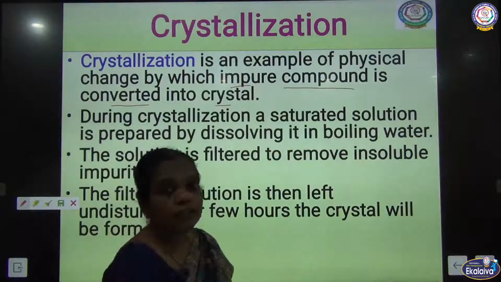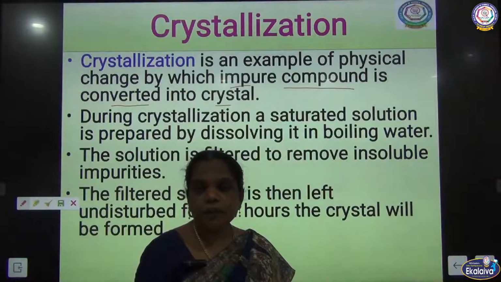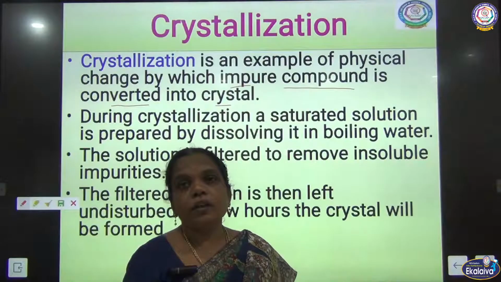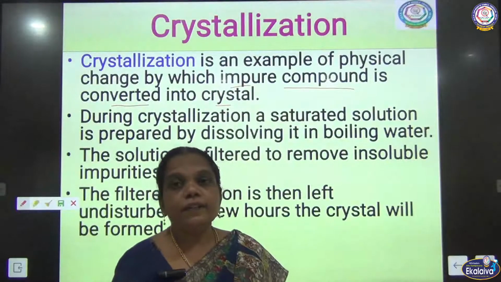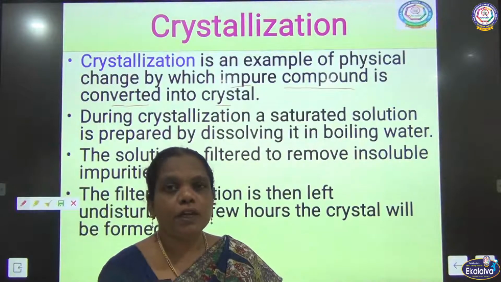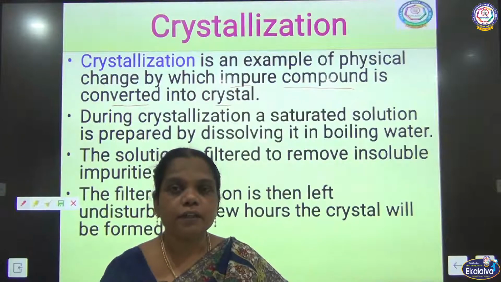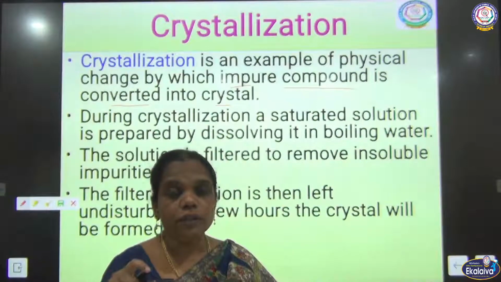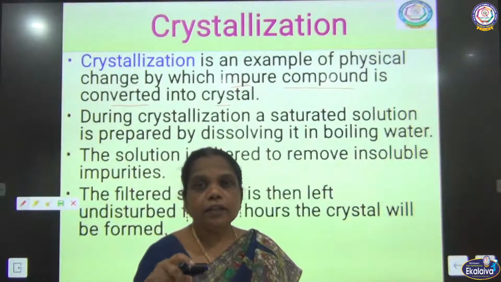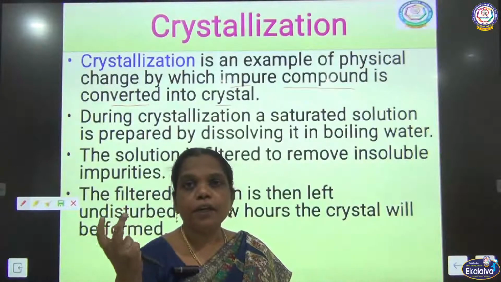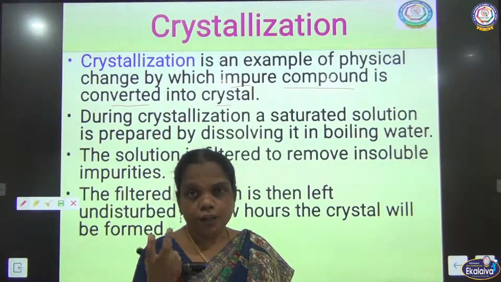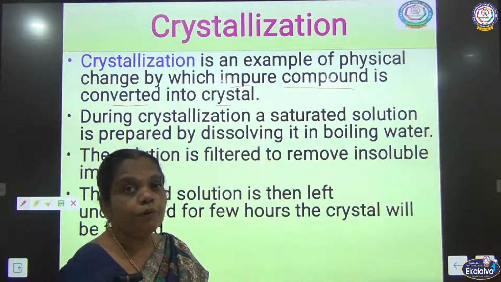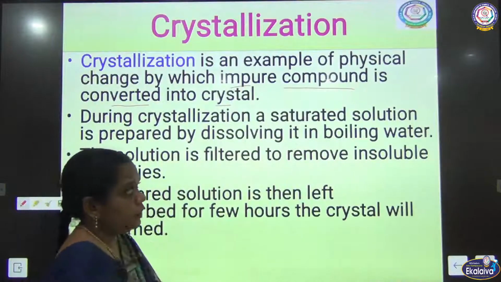Now, see this in crystallization. For example, the rock salt, the common salt we are using. The common salt can be obtained from sea water by evaporation. Because the sea water contains a lot of dissolved salt, if you make it dry, all the water molecules are evaporated and the dissolved salts remain. That salt is not pure. So, that can be purified by crystallization.